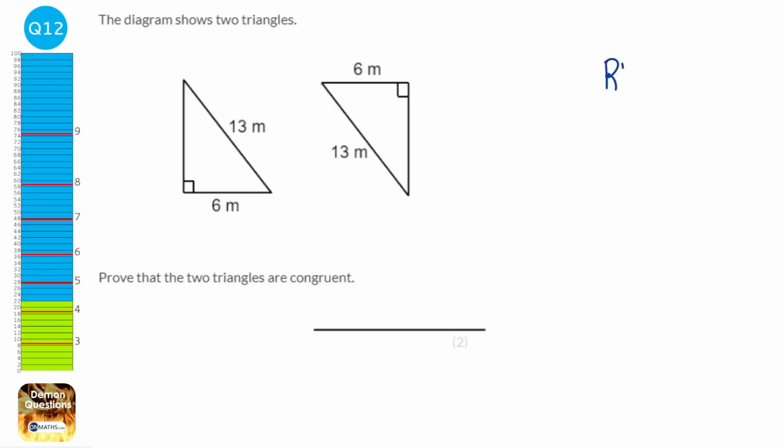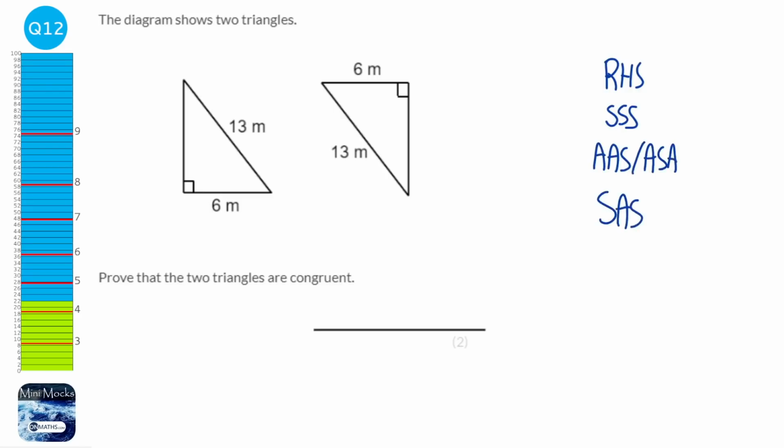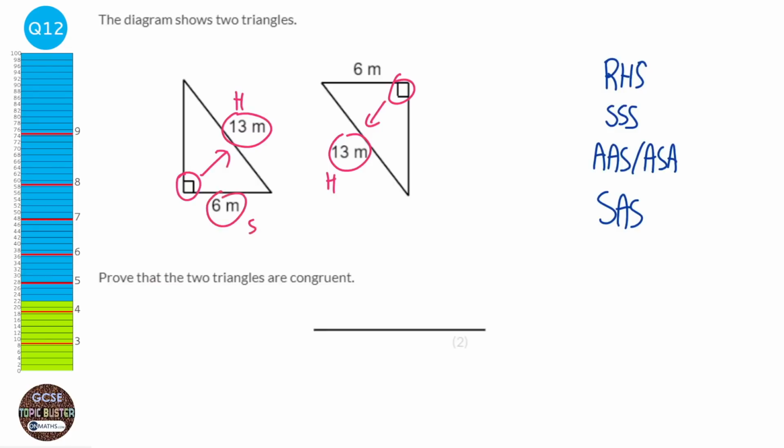To prove triangle congruence, you're going to have one of 4 answers. You're either going to have RHS, SSS, angle, angle, side, or angle, side, angle, and the last one, side, angle, side. So those are our options. So we've got to figure out what we have in this question. Well, we have a right angle. We've got a side, which is actually the hypotenuse, because we know the hypotenuse is opposite the right angle. And then we just have another side.